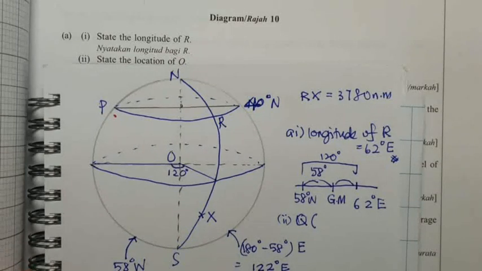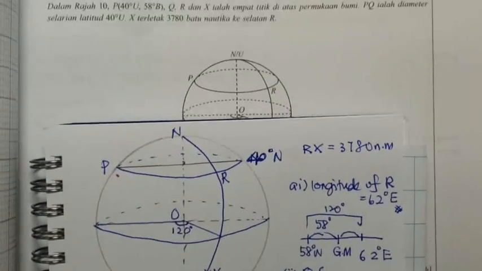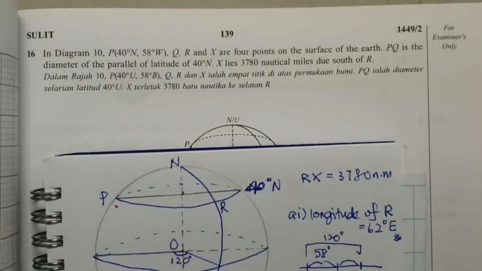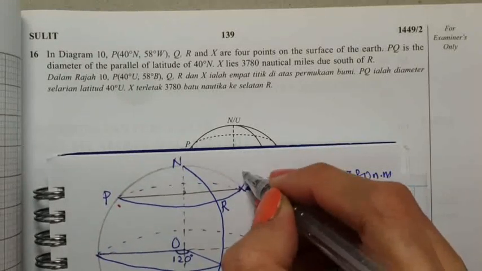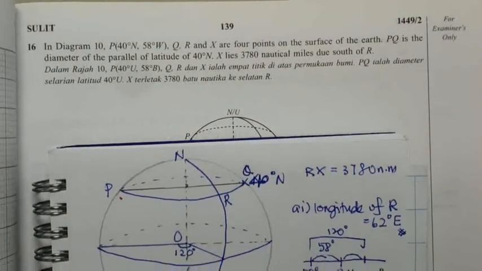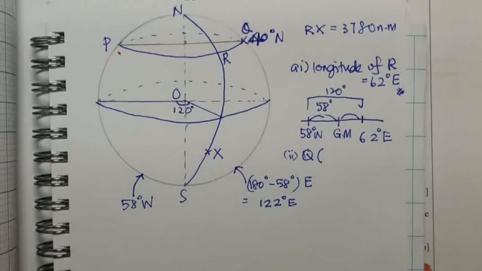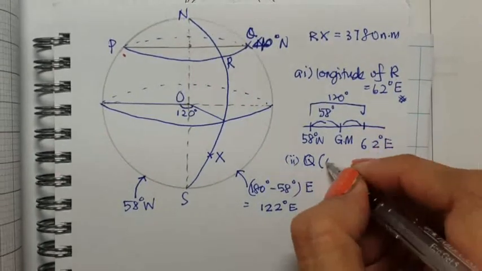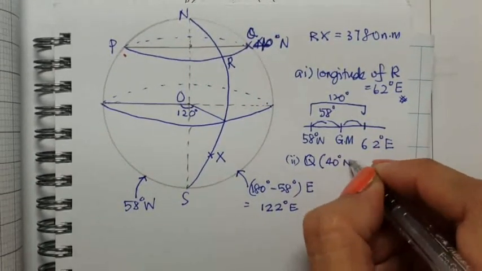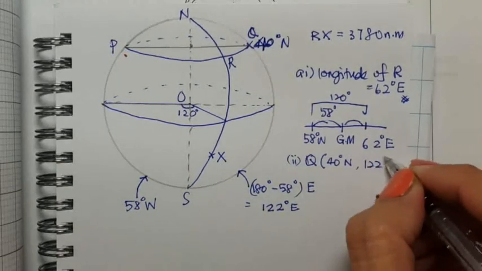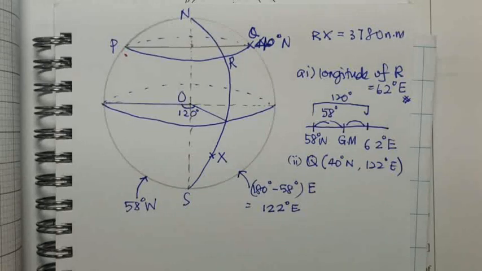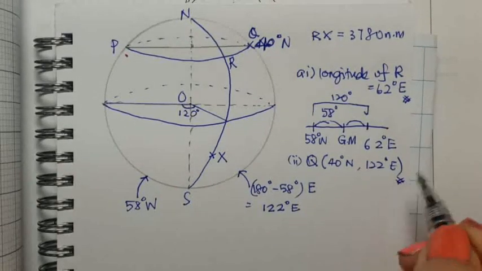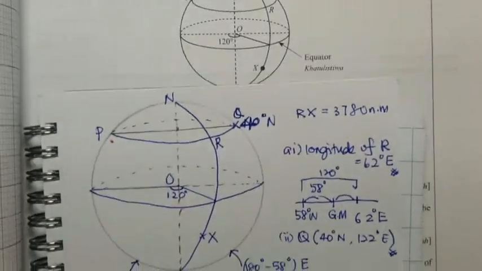Q is actually, according to the question, it says that PQ is the diameter. So this is Q over here. So our Q is there. So what is the position of the Q? It's at the 40 degree north and it is at the 122 degree east. So this is our answer. Okay, so we have done the first part A.